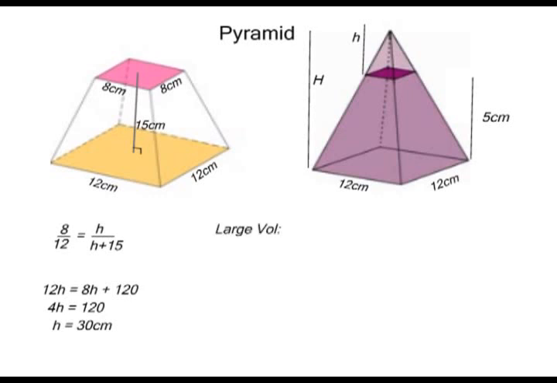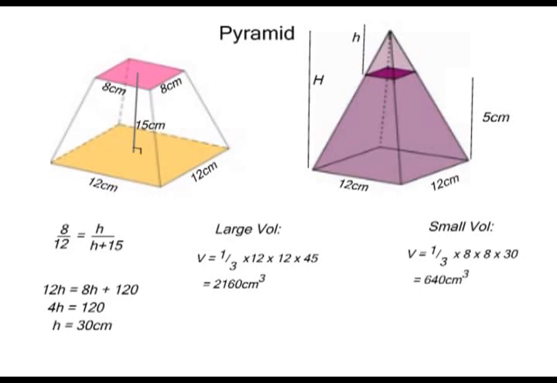Volume of the larger pyramid is equal to a third times 12 times 12 times 45. That gives us 2,160 cubic centimeters. Volume of the smaller pyramid is equal to a third times 8 times 8 times 30, which gives us 640 cubic centimeters. Volume of the frustum is the difference between the two volumes. 2,160 minus 640 gives us 1,520 cubic centimeters.